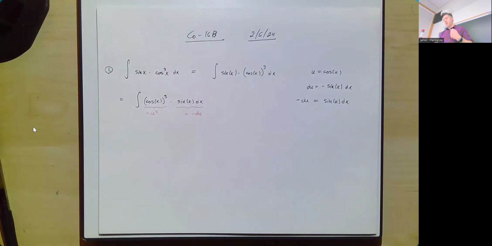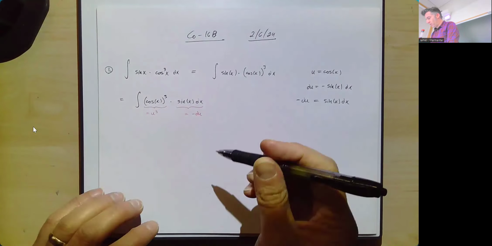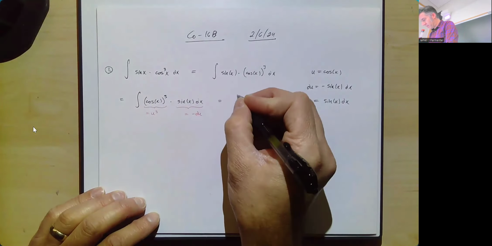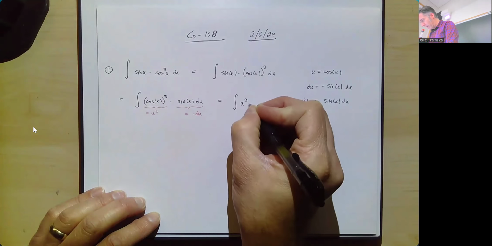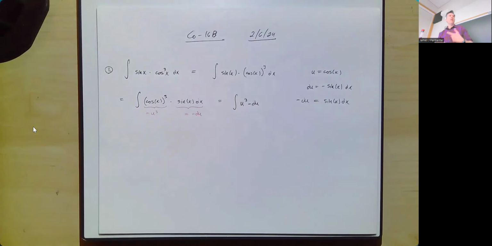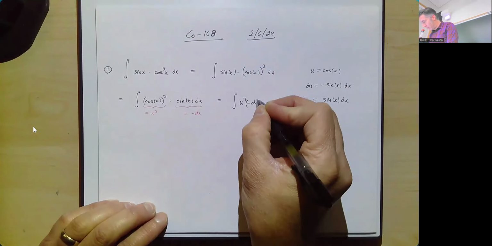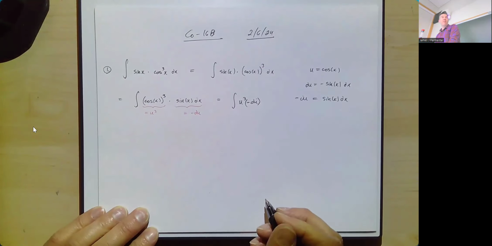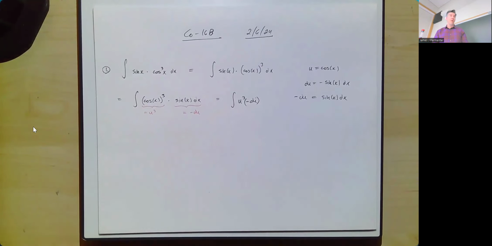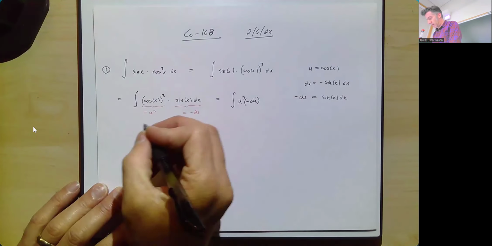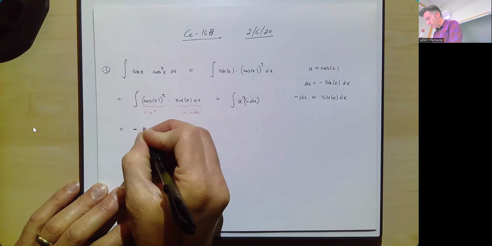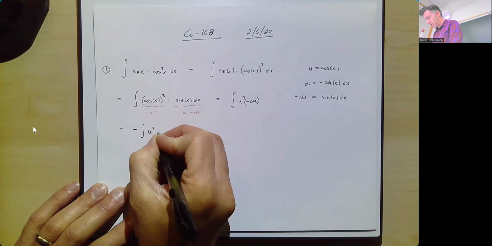Now be careful when you write this. We definitely don't want to write it as the integral of u cubed minus du, because we're not subtracting here. It's u cubed times negative du. I would skip writing it this way and put the negative out in front, or any constant multiple out in front. So I would definitely write this as negative integral of u cubed du.